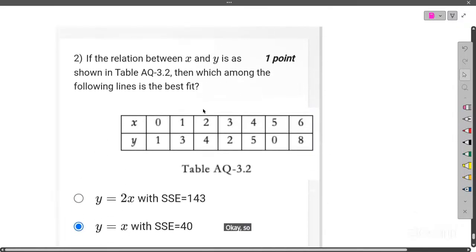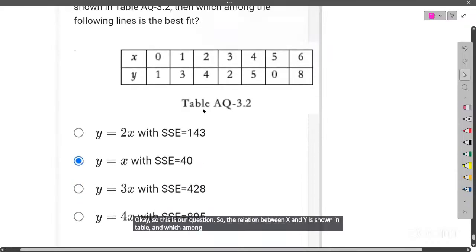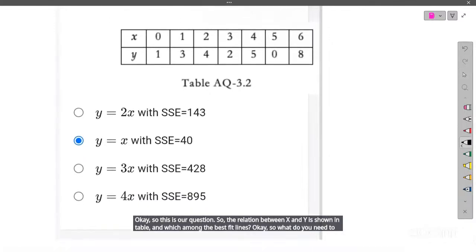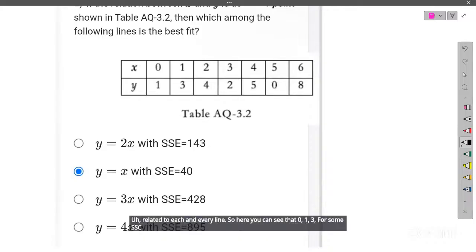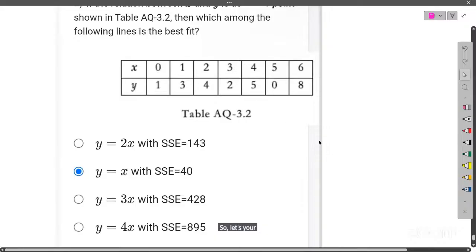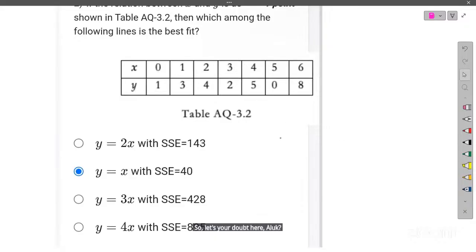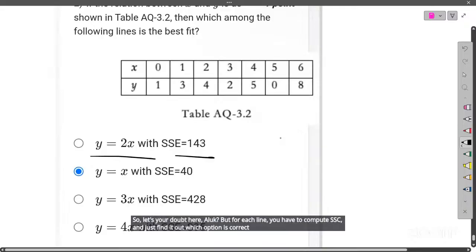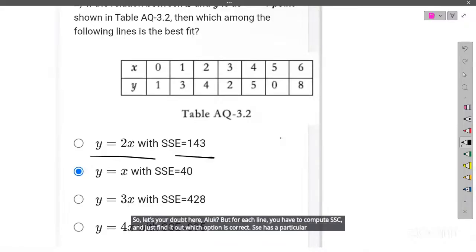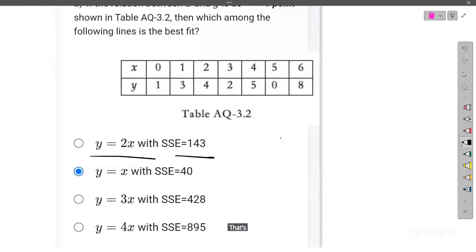Okay, so this is our question. The relation between x and y is shown in the table, then which among these is the best fit line? Okay, so what you need to do, you just have to compute the SSC related to each and every line. So here you can see 0, 1, 3, 4, some SSC you can find out. That will be your answer. So what's your doubt here, Alok? For each line, you have to compute SSC and just find out which option is correct. SSC has a particular formula, right? You just need to apply the formula. That's all.